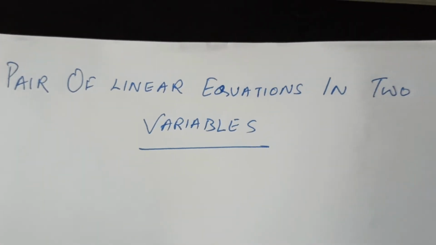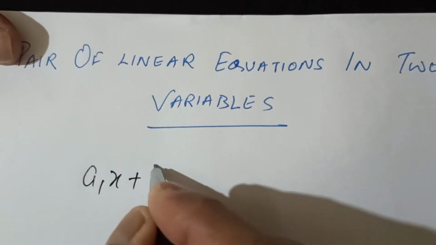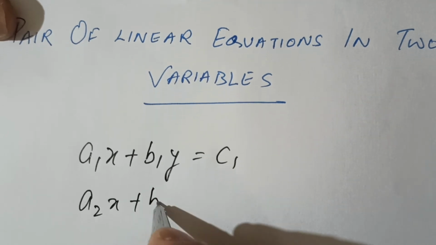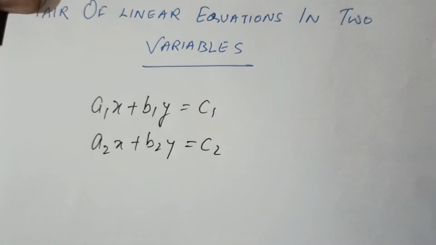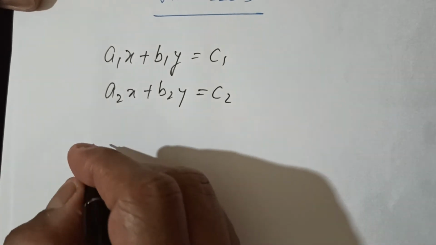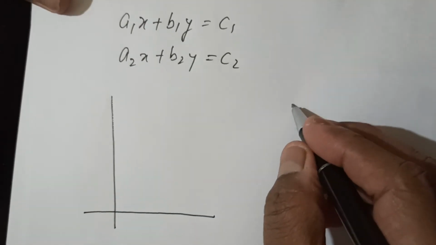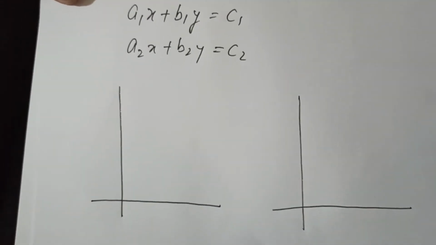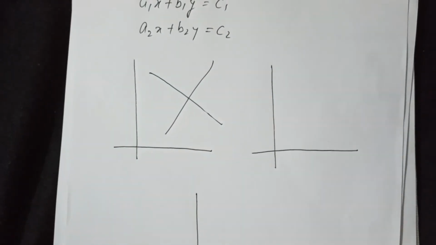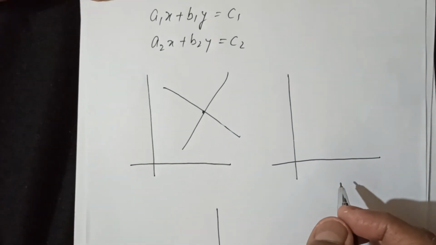So students, in pair of linear equations in two variables, suppose one equation is a1x plus b1y is equal to c1. Another equation is a2x plus b2y is equal to c2. There are different conditions which we'll be studying in the later part of the chapter, but I would like to tell you that there are only three types of graphs which are possible for these two equations. The first is the two lines intersect at a single point, and that is the solution of these two equations.